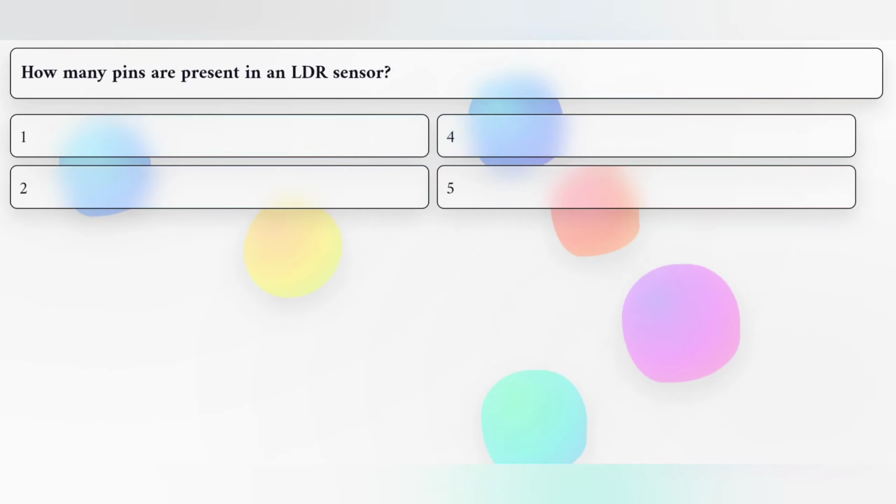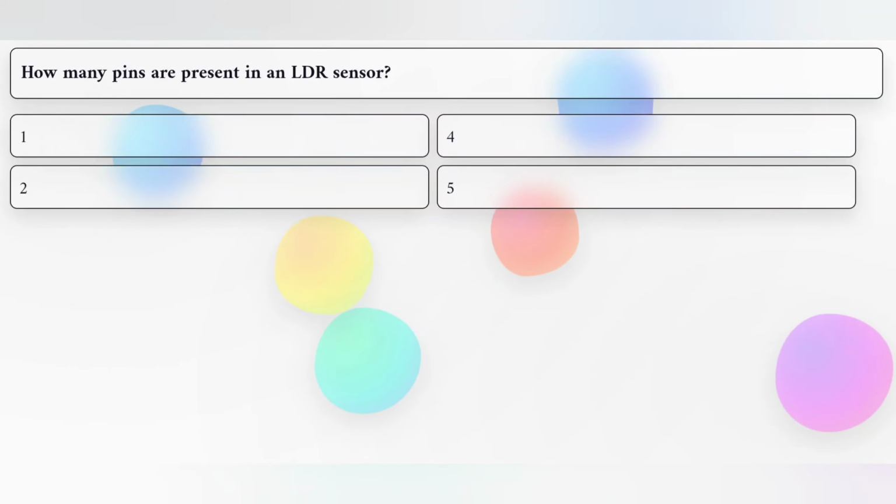How many pins are present in an LDR sensor? 1, 4, 2, 5.